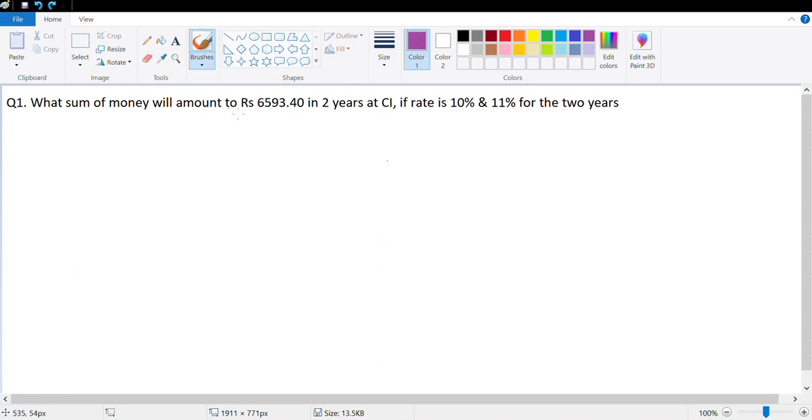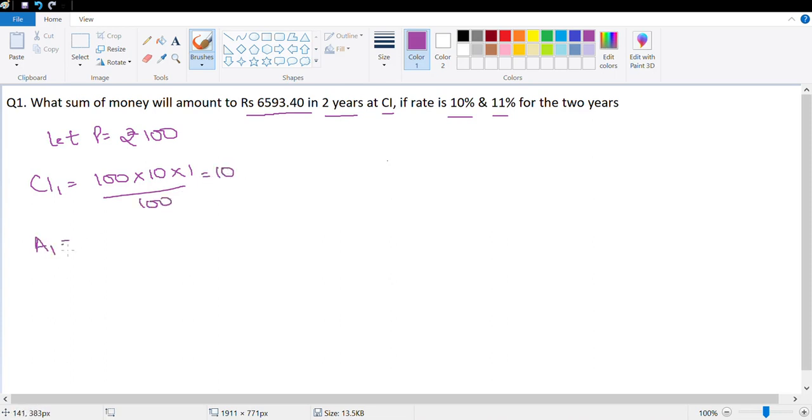What sum of money will amount to 6593.40 in 2 years at compound interest if the rate is 10%, 11% for 2 years? So let P be equal to rupees 100. Compound interest for the first year will be 100 into rate, that's 10 into 1 upon 100, which is equal to 10. So amount 1, which will be equal to principal 2, will be equal to rupees 110.